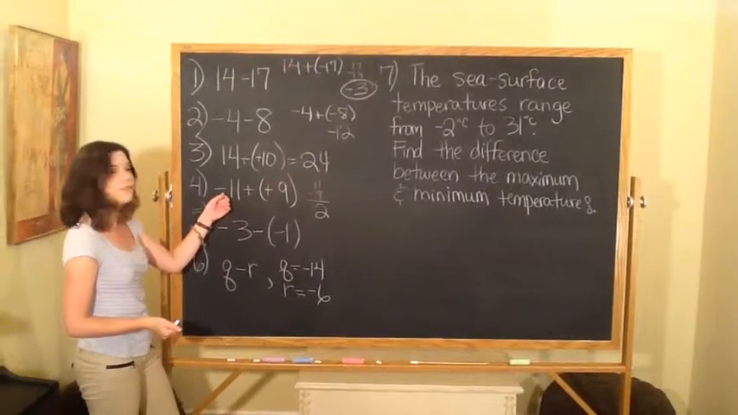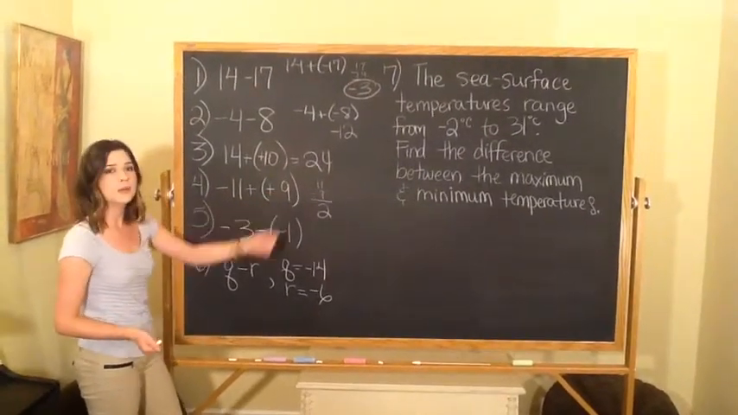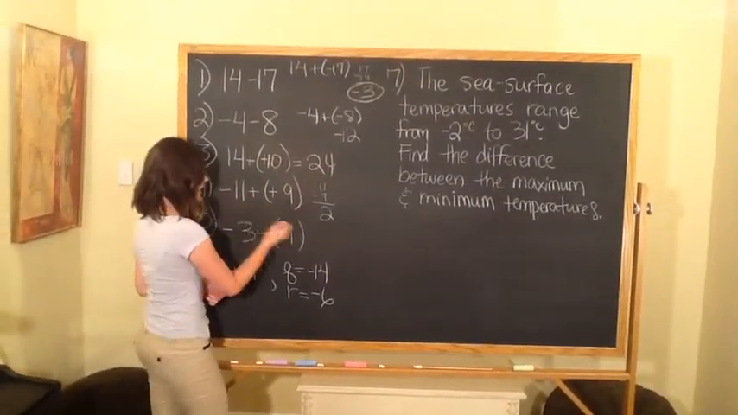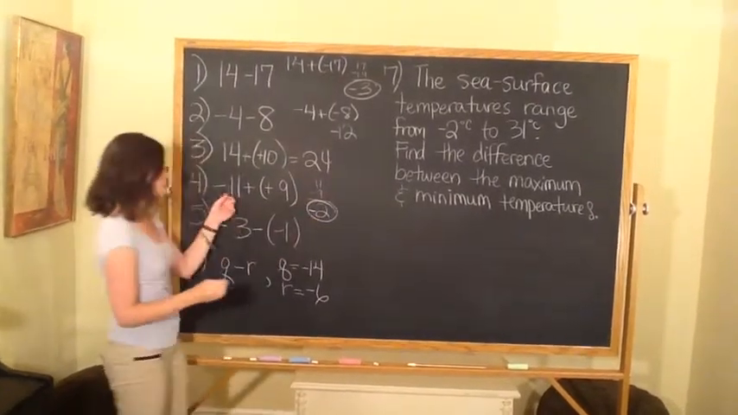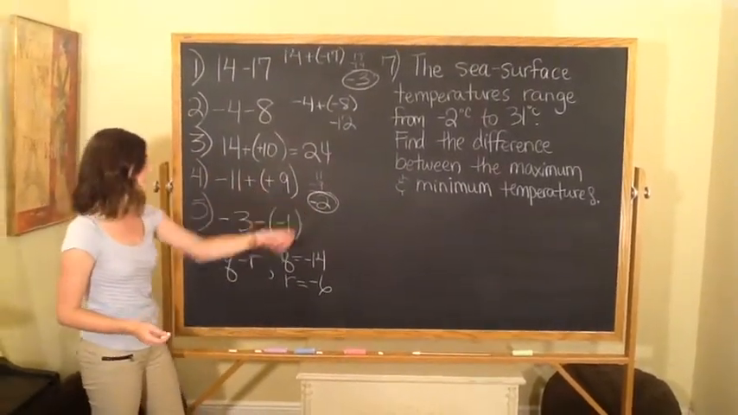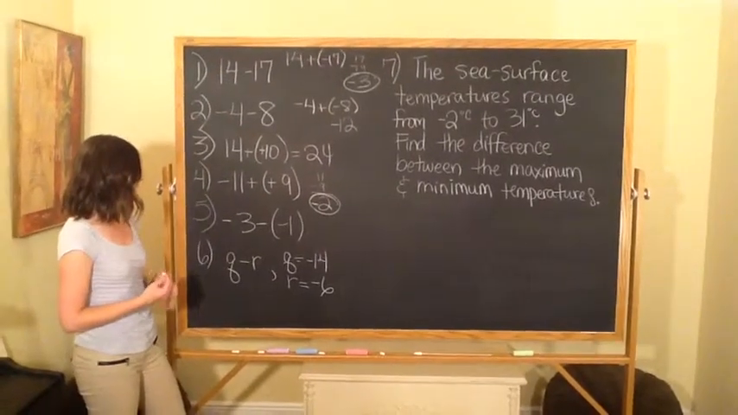And then the absolute value of 11 is bigger than the absolute value of 9. So our answer is going to have this sign. So it's going to be negative 2 because we're taking away more than what we have. So negative 2. Okay, number 5.